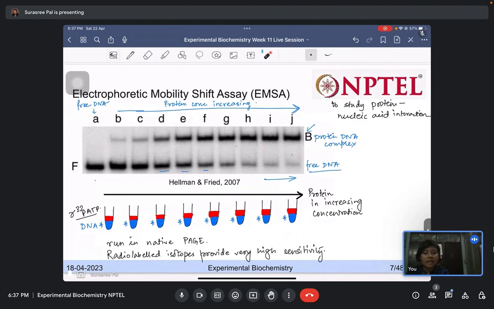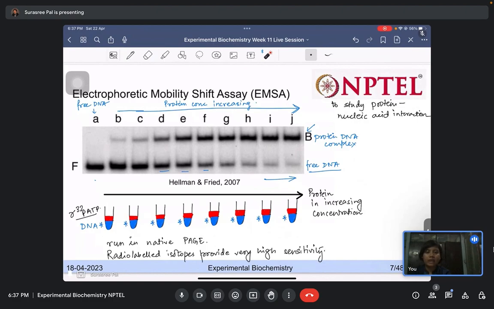So therefore we can see an increase in the intensity of the bands of the protein DNA complex and a decrease in the intensity of the free DNA band. By this we can understand that the particular protein is binding to the DNA molecule. Now, how will we determine the dissociation constant from this kind of experiment?